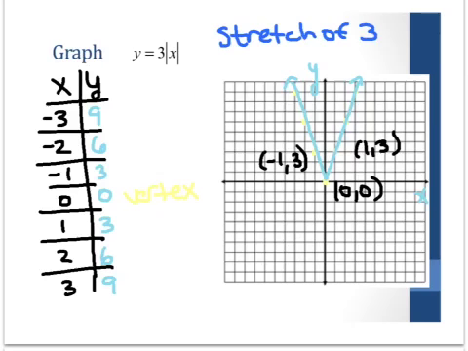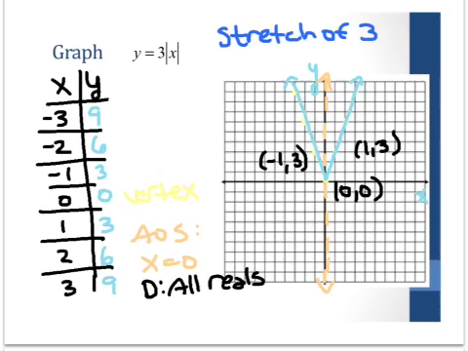And then, of course, our axis of symmetry did not move because we didn't shift left or right. So our axis of symmetry is still x equals 0. The domain is all real numbers. And the range will start at the y-coordinate of the vertex and go up because we are opening up. So it would be y greater than or equal to 0.